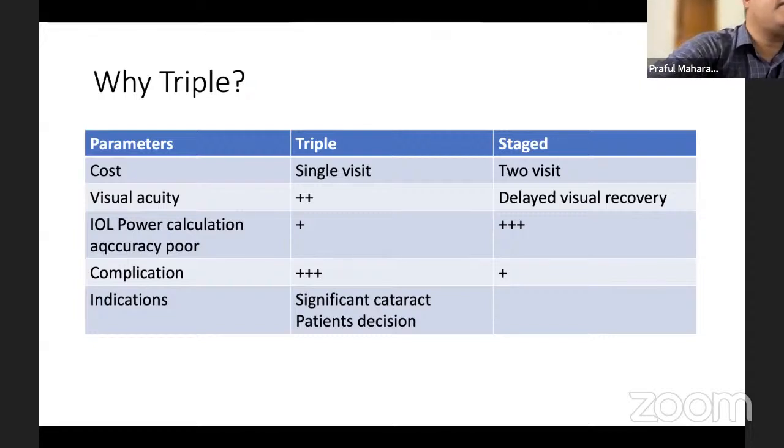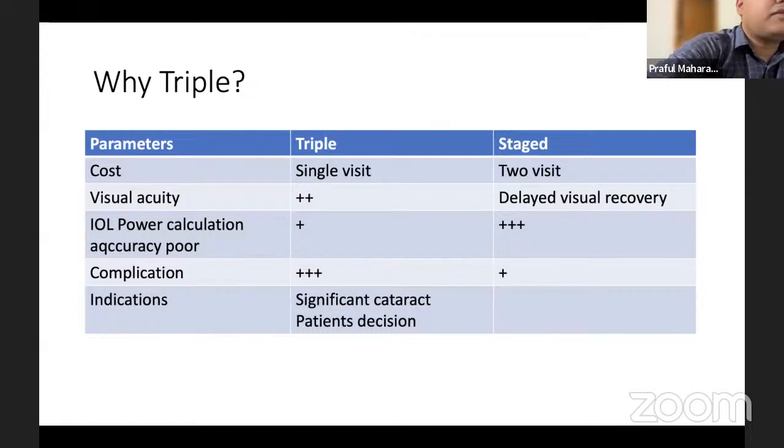So you can plan your IOL like minus 0.5 or minus 1 myopic, so that can be adjusted later on. Complication again in triple, the complication is high because it's an open sky procedure, but in staged it's less. So the indication: you should go for triple only when the cataract is significant, or the patient demands that.